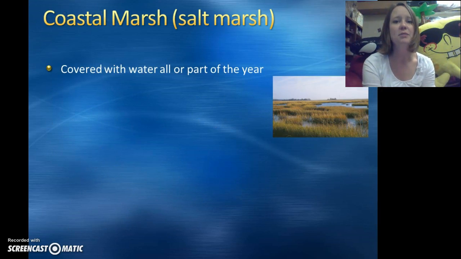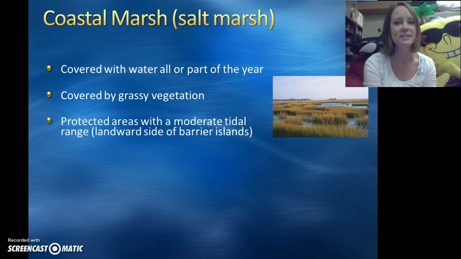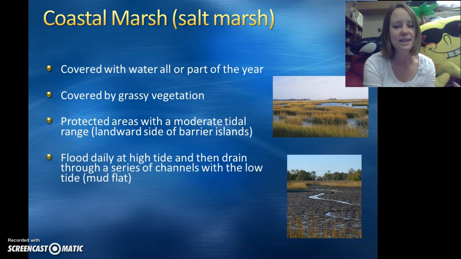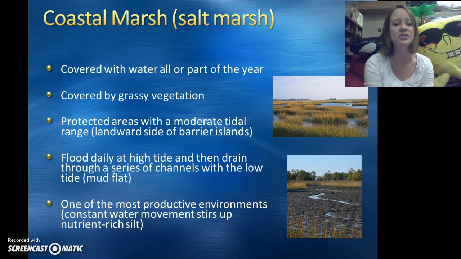Coastal marshes are covered with water either all or part of the year. Usually they're going to be underwater during high tide, and maybe during low tide they're exposed. They tend to have grasses that can live in salty water. They're on the land side of the barrier islands, so they're also protected. They're not going to have as big of a tidal range as you would on the coast. But during high tide, like I said, they're underwater. And then low tide, you get what are called mud flats. These are also very productive. That constant movement of the tide stirs up that silt, which is very nutrient rich.